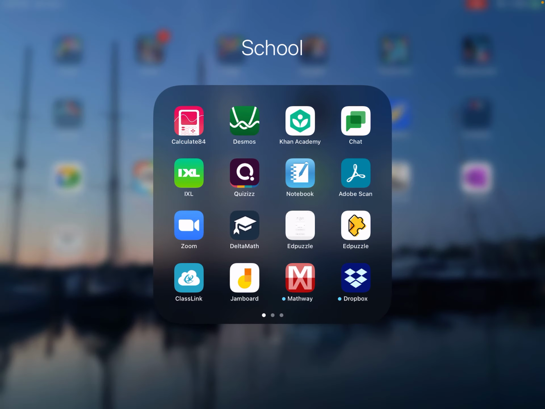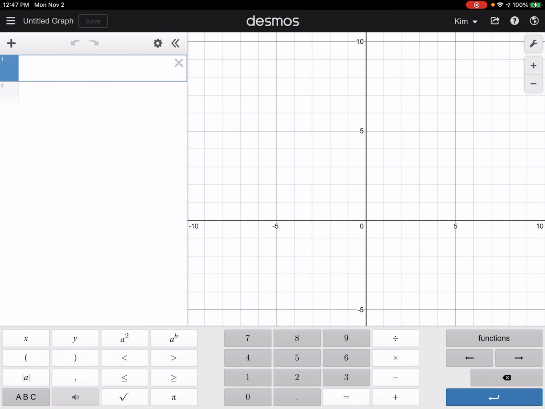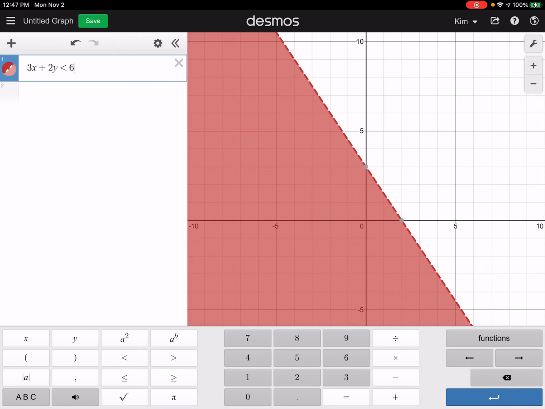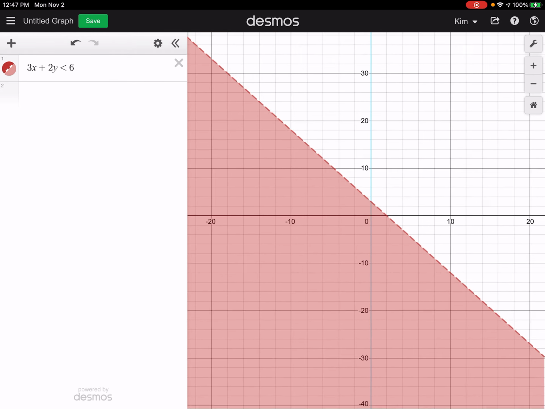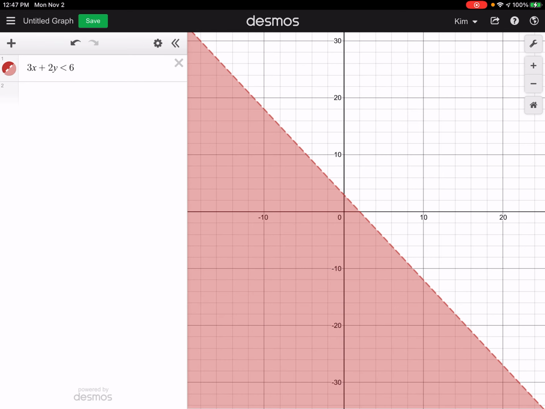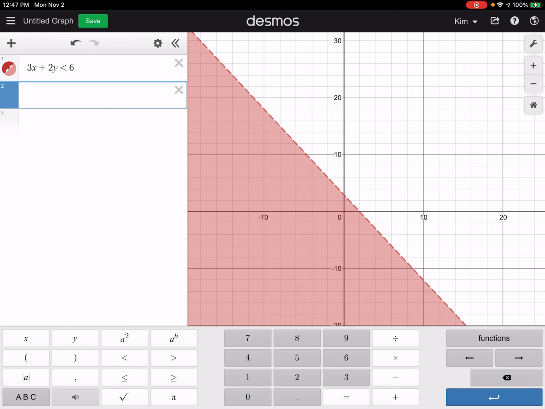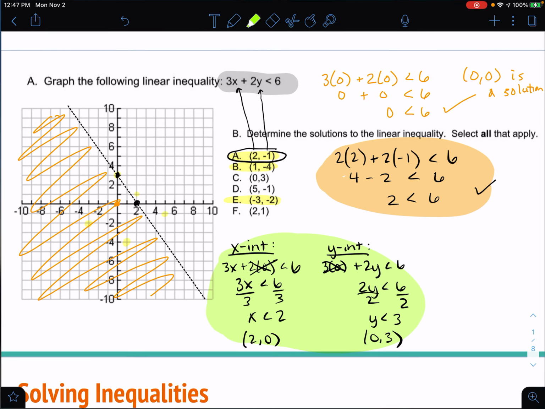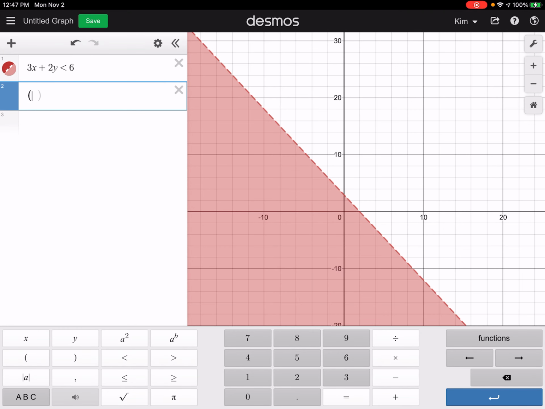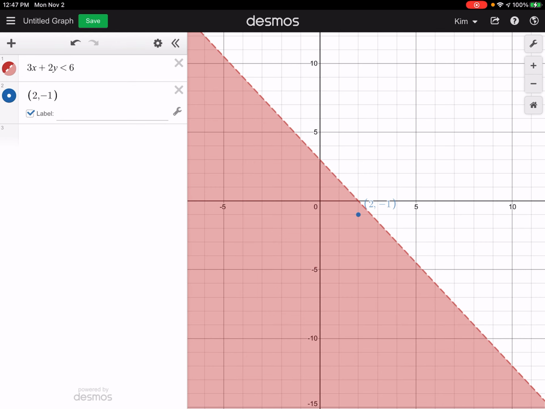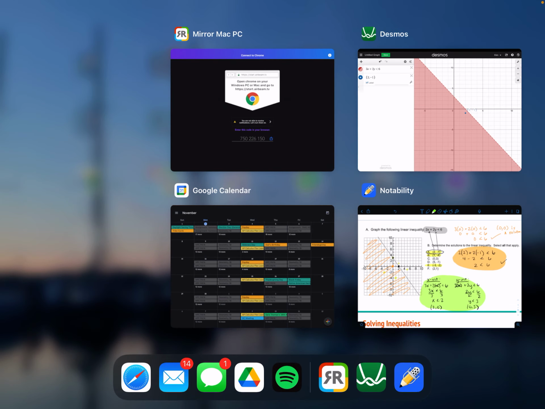So let's go to Desmos and let's graph it. If I say 3x plus 2y is less than 6, it's going to give me that line that I just graphed, and it just does it for you. And that's going to show me all my solutions. Now what you can do is take those ordered pairs, let's do 2, negative 1. If I put 2, comma, negative 1, and I click label, it'll plot that point for me. So I can see that that point is in my shaded region, so then I know that that is a solution. And you can just change that ordered pair to see which ones are solutions and which ones aren't solutions.